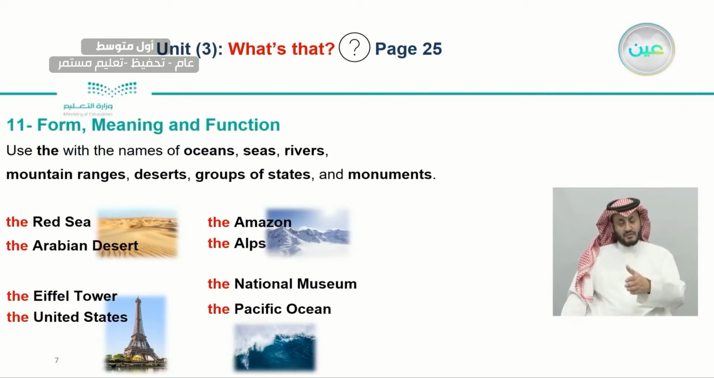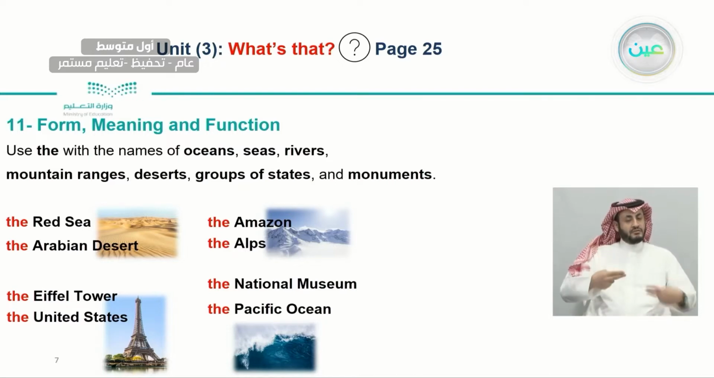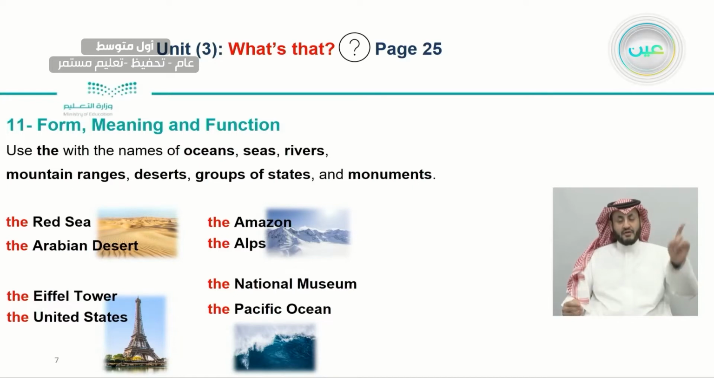Let's look at other names. Use the with the names of oceans, seas, rivers, mountain ranges, deserts, groups of states, and monuments. What does that mean? Look at the first word here, the Red Sea. Where is the Red Sea? Can you tell? It's at the west side of Saudi Arabia, right? So if you live in Jeddah, you can go to the Red Sea. It's very nearby. The Red Sea is very well known, okay?